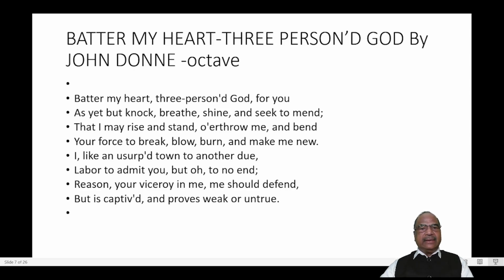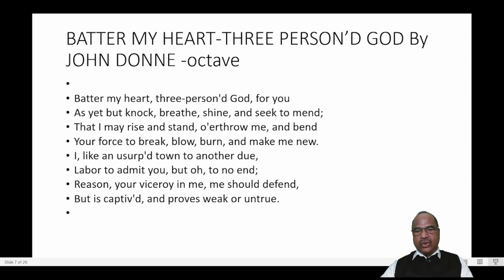Batter my heart, three-person'd God; for you as yet but knock, breathe, shine, and seek to mend; that I may rise and stand, overthrow me, and bend your force to break, blow, burn, and make me new. I, like an usurped town, to another due. Usurped town means conquered town. Labor to admit you, but oh, to no end. Reason, your viceroy in me, me should defend, but is captivated and proves weak or untrue. Your viceroy means reason in me.